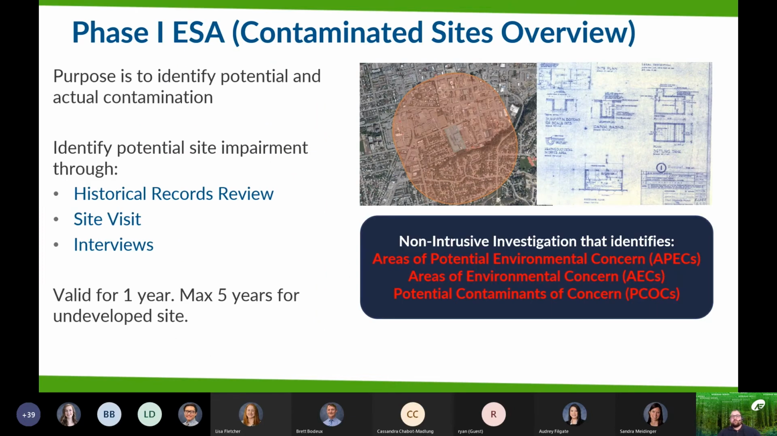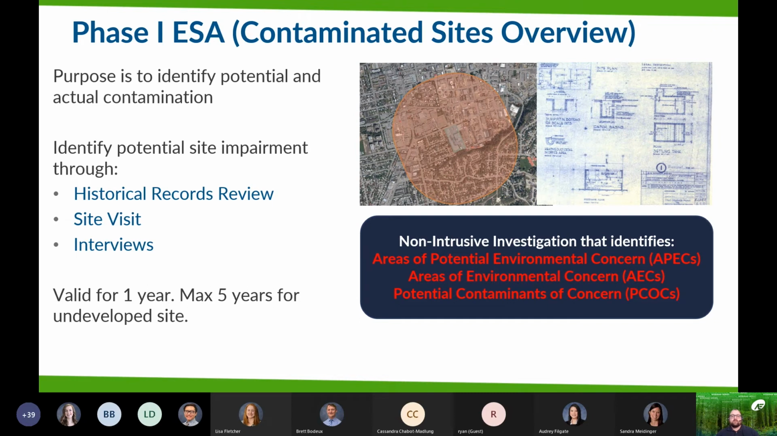So let's go through the types of environmental site assessments required. We'll start with the Phase 1 ESA, or what we sometimes call the Contaminated Sites Overview, depending on the project. A Phase 1 ESA follows certain standards and has a list of certain record searches and databases required, along with conducting interviews with people that have knowledge of a site. For larger linear projects that cross multiple properties, this may not be a feasible method.